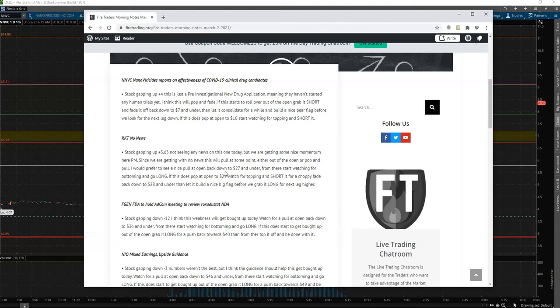We got to get some type of pull, whether that's going to be out of the open or a pop and pull. In other words, pop and fade. So we are getting this pull already down to 27.